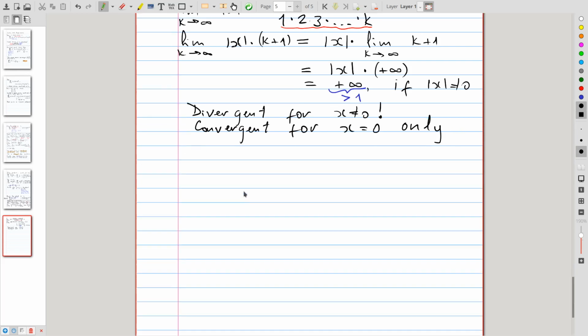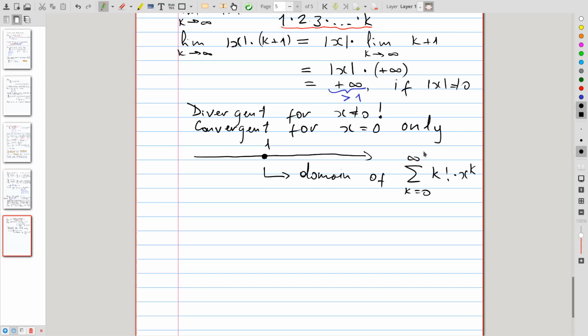So if we were to visualize the domain of this function, this power series defines a certain function. Its domain would consist of a single point. So this would be the domain of this function, k factorial times x to the k summed up from k equals 0 to infinity. It's a very, very useless function. It can only be evaluated at one point, and at that point it gives you back 1, in fact, as we just discussed.